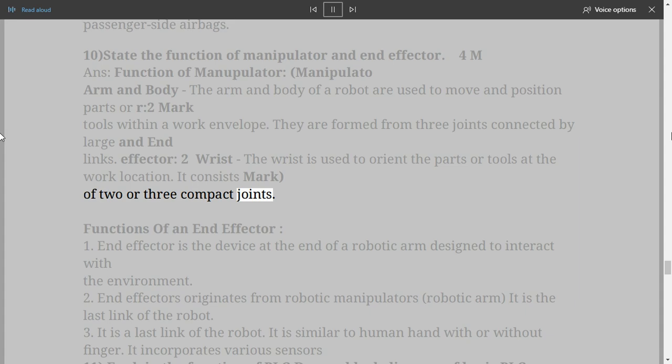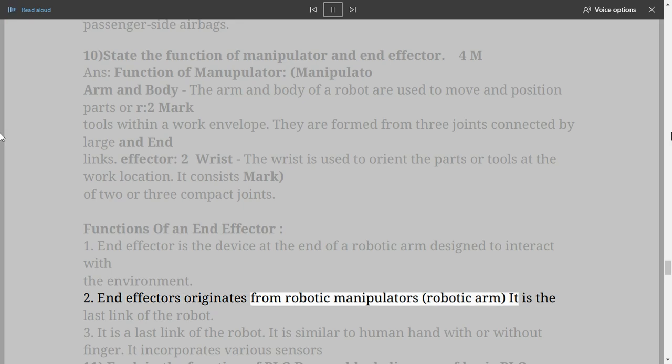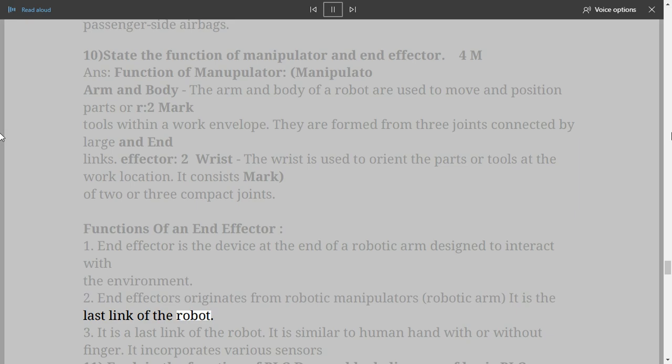Functions of an end effector. 1. End effector is the device at the end of a robotic arm designed to interact with the environment. 2. End effectors originate from robotic manipulators, the robotic arm. It is the last link of the robot. 3. It is similar to a human hand with or without fingers. It incorporates various sensors.